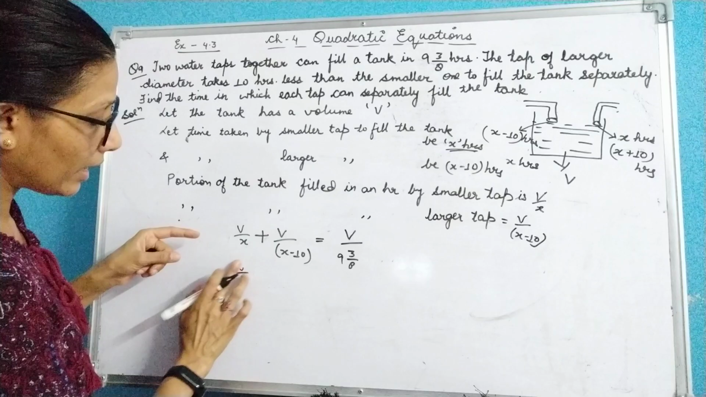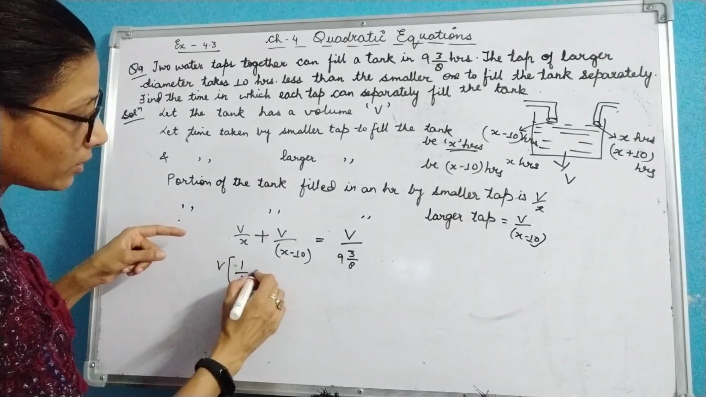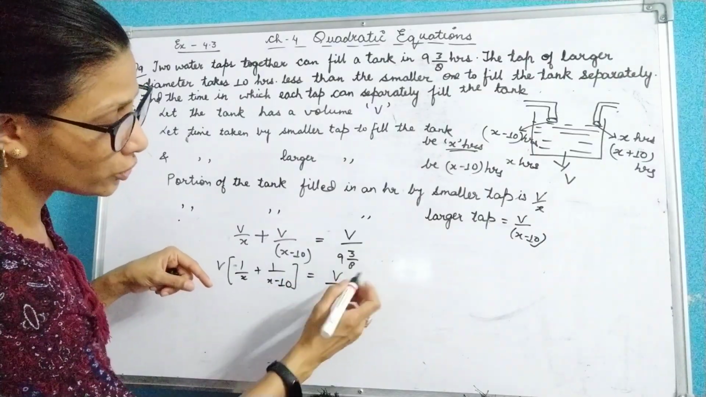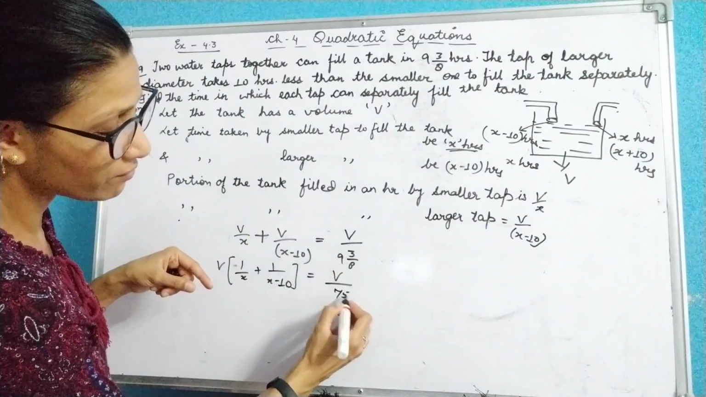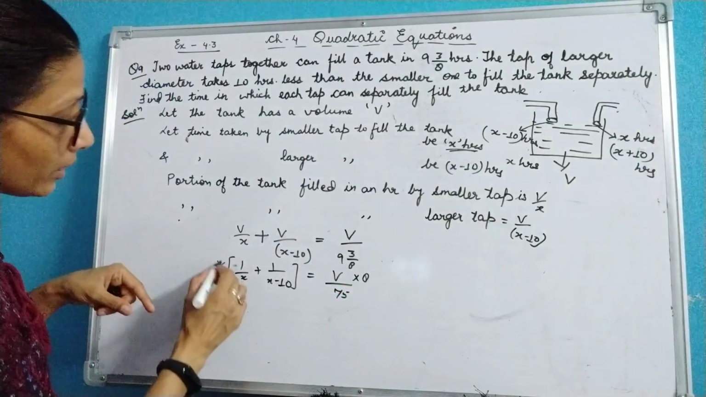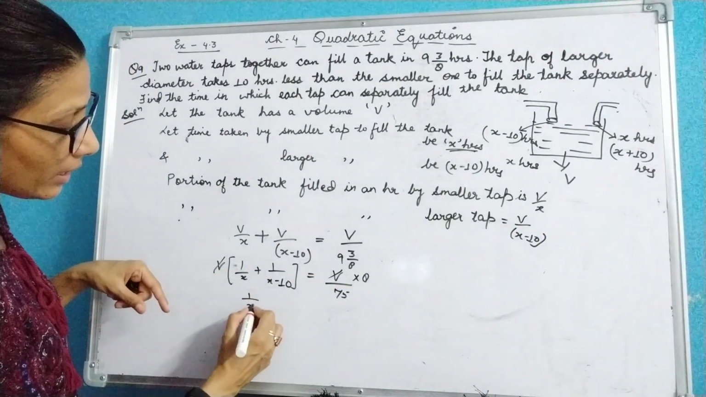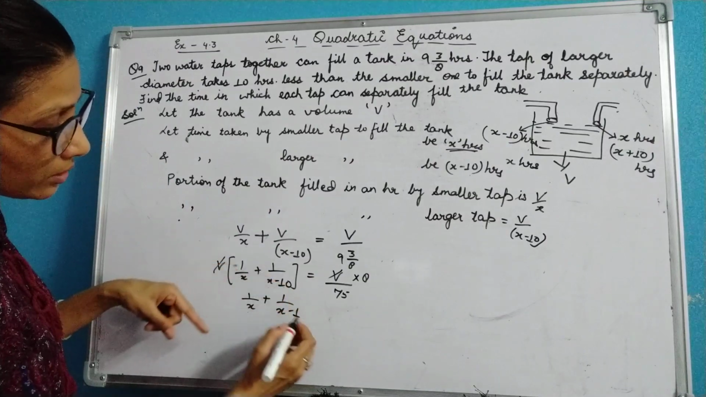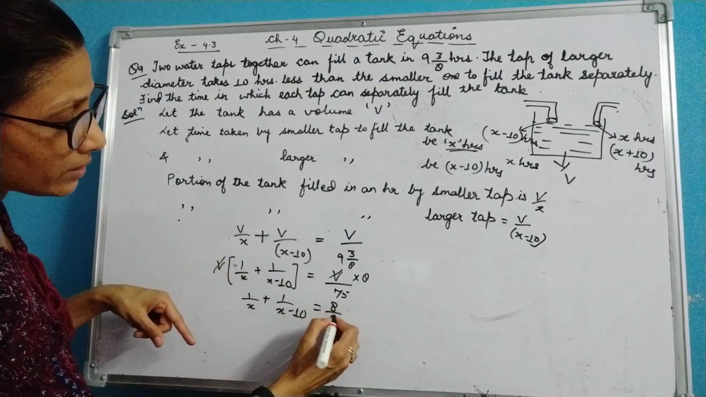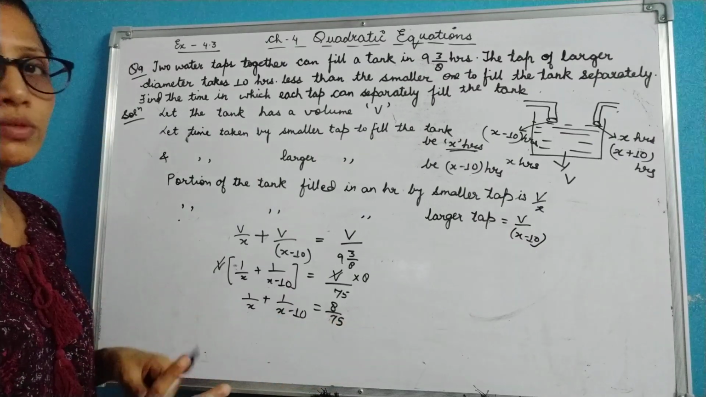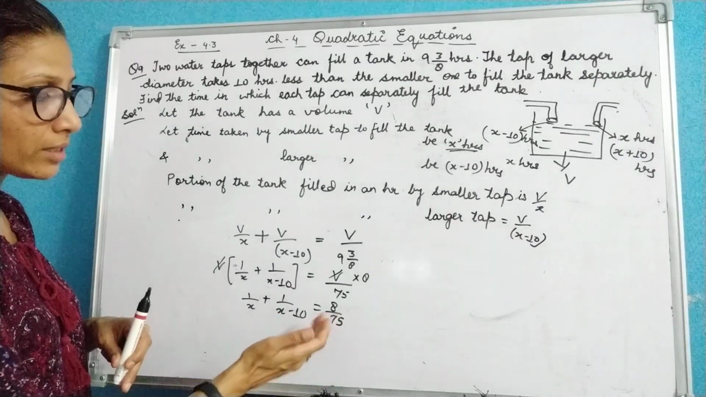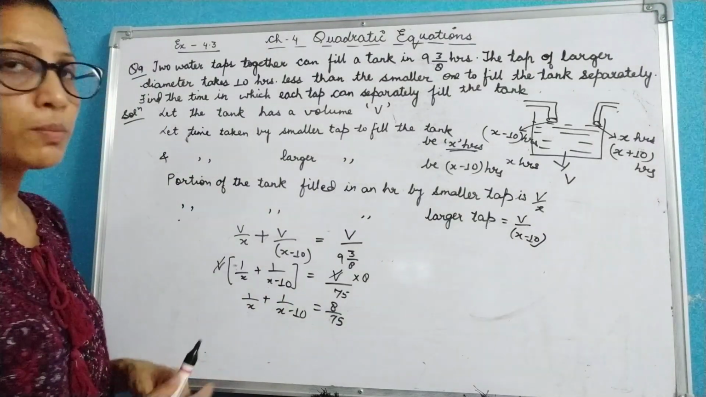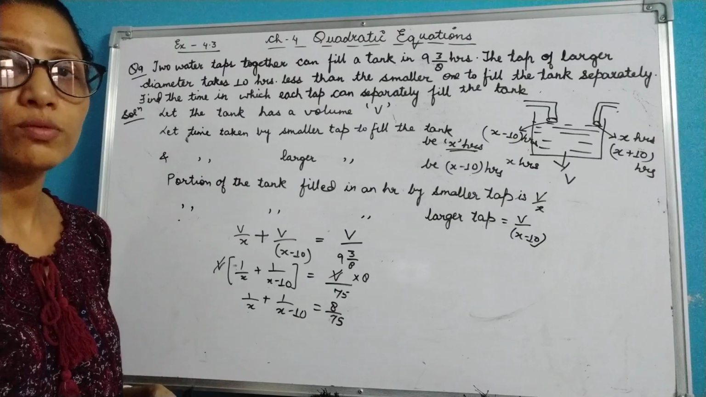I can take V common out of it and I will be getting it as this. 9 8s are 72, 75 by 8, and this 8 will go up. This V and V are gone. So finally I will be getting 1 by X plus 1 by X minus 10 equal to 8 by 75. Now this is the equation which I can simplify by taking the LCM and cross multiplying. I'll get a quadratic equation. So let's see after simplification what sort of quadratic equation we get.